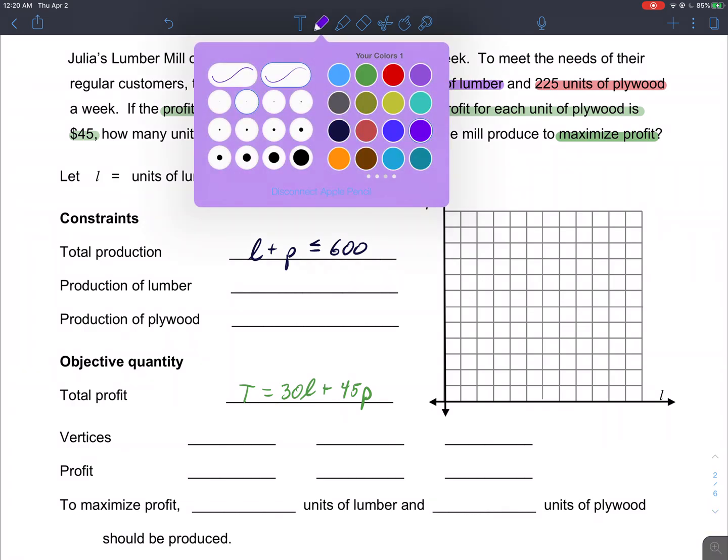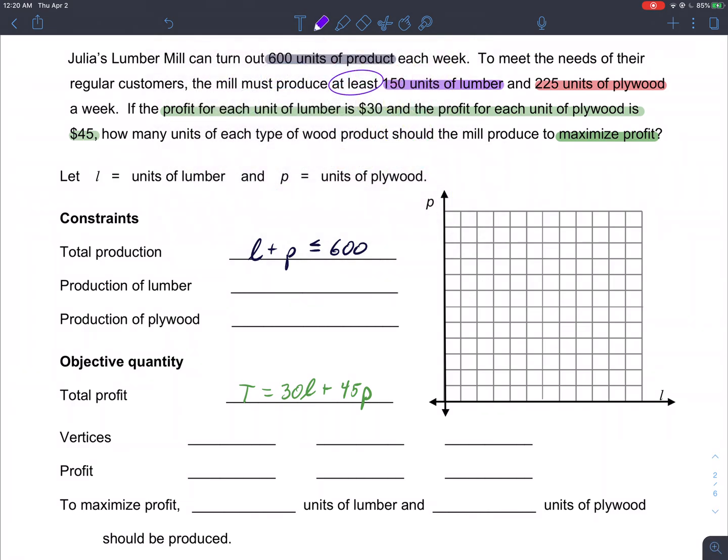Then, if we look at this purple highlighted piece, they must produce at least 150 lumber. So lumber has to be greater than or equal to 150 because the least amount is 150. So we have to be greater than that or equal to it. And then plywood is greater than or equal to 225. They have to produce at least 225 units of lumber or plywood. There are our constraints. We've got 3 of them.